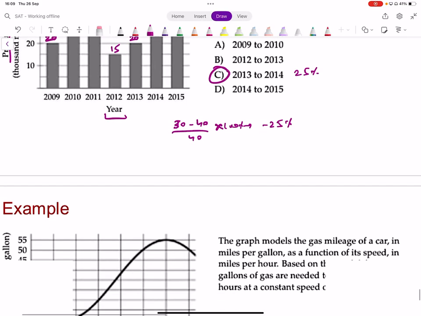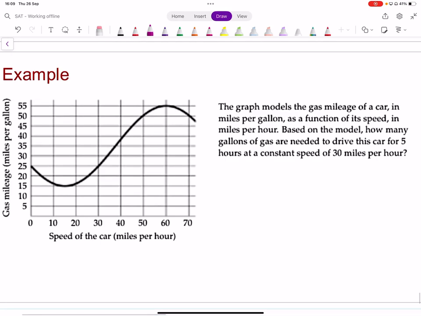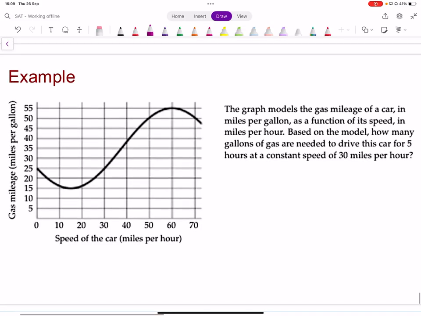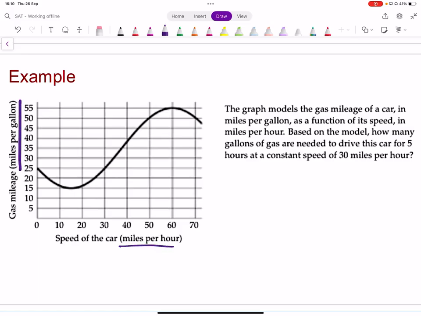Okay? Let's move on. Let's have a look at this. The graph models the gas mileage of a car in miles per gallon as a function of its speed in miles per hour. You have miles per gallon on the vertical axis, miles per hour on the horizontal axis. Based on the model, how many gallons of gas are needed to drive this car for 5 hours at a constant speed of 30 miles per hour?